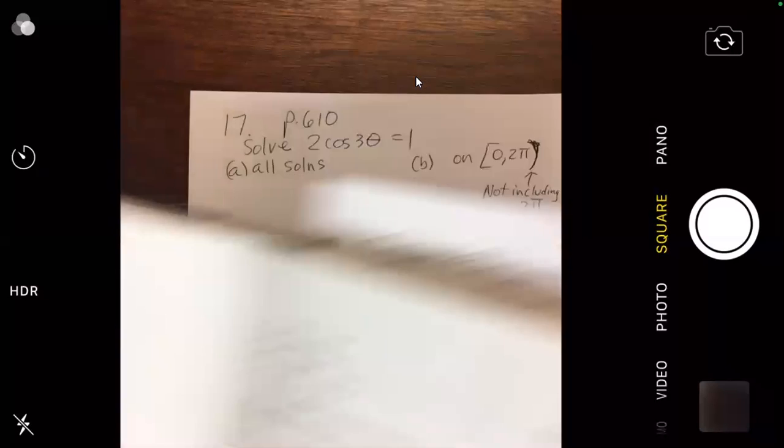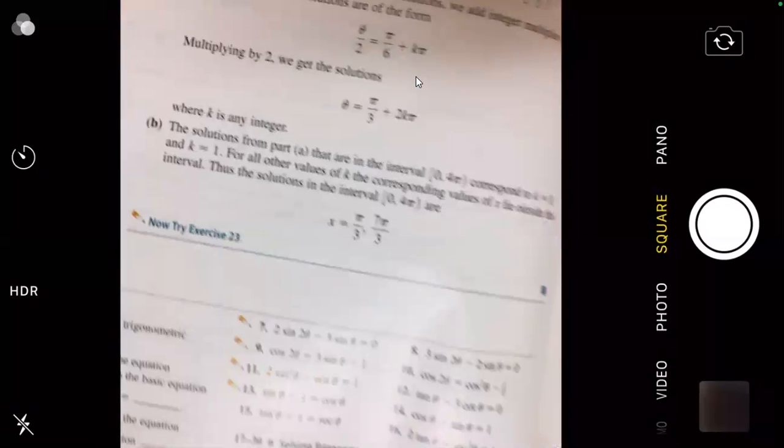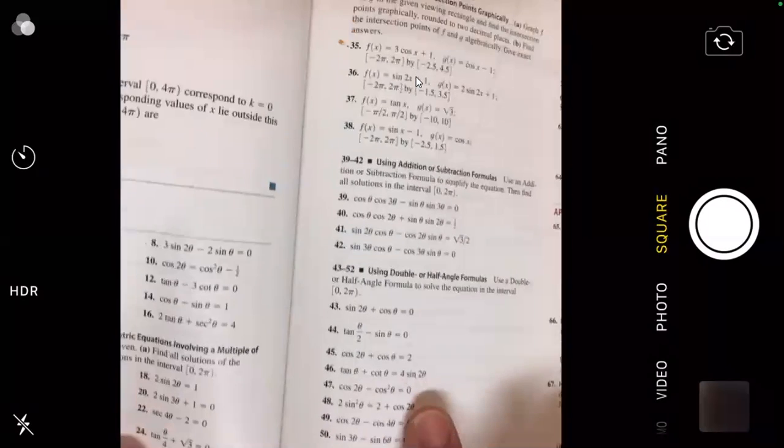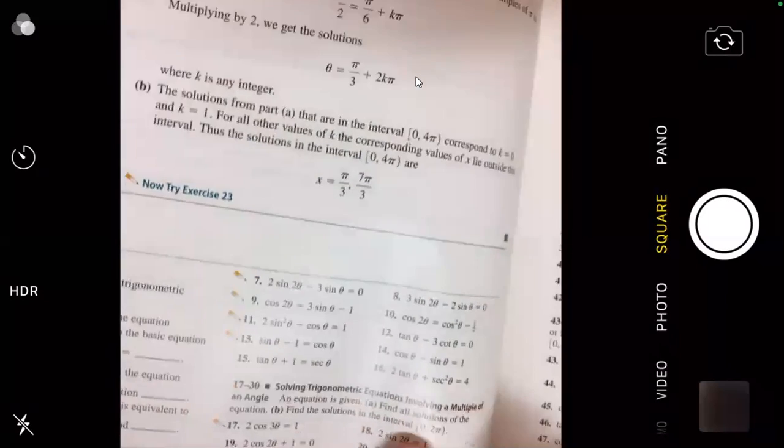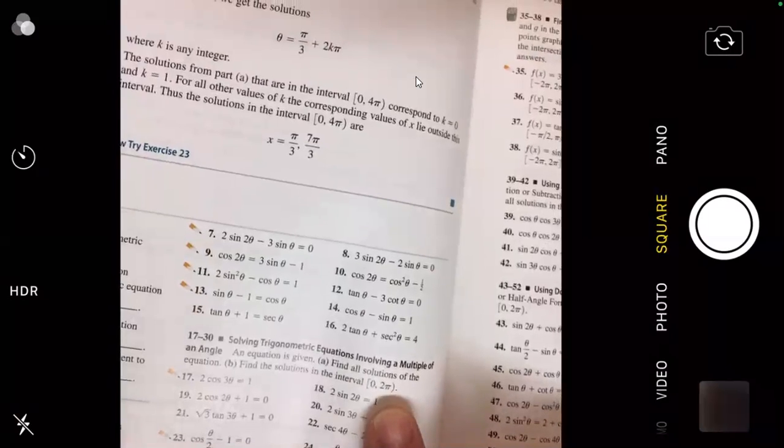Hope you remember your interval notation. Notice the parentheses there. It's technical. Where am I? Let's see. Number 17. The directions include 0, but not 2 pi.